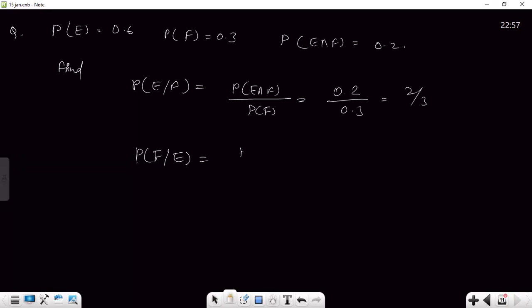For this time, probability of E intersection F divided by the probability of E, this is 0.2. Probability of E is 0.6, 2 by 6, 1 by 3. It's our answer. Any doubts? No, sir.